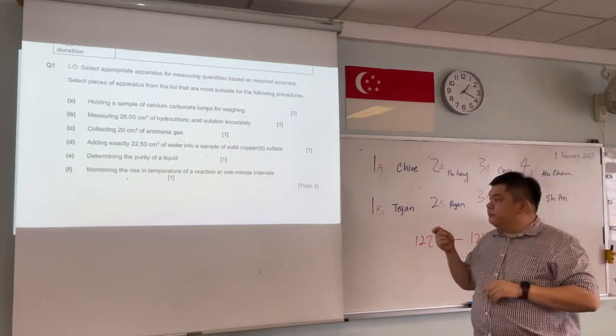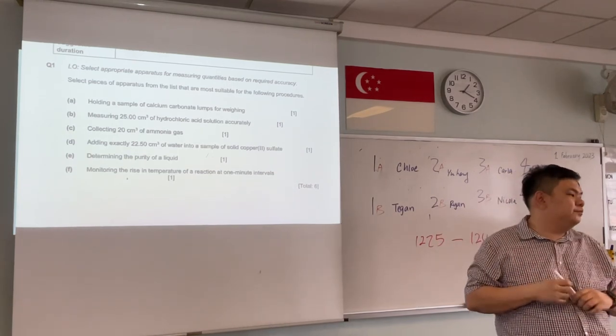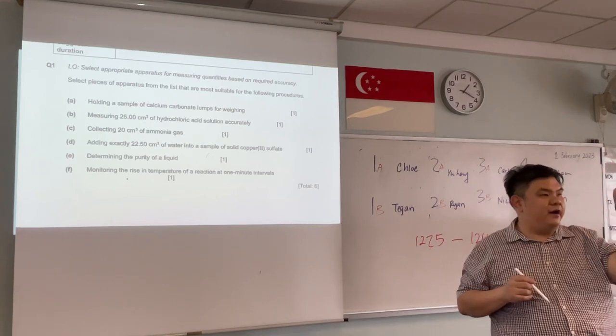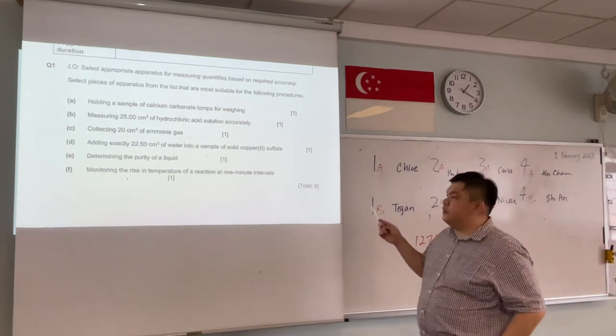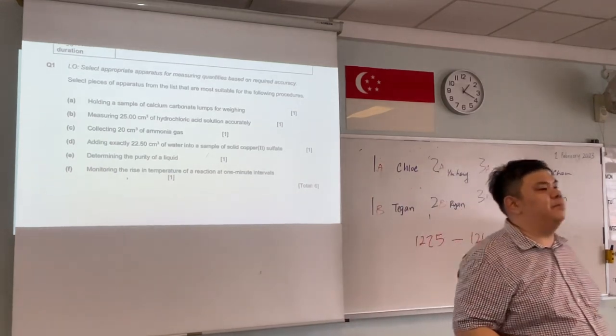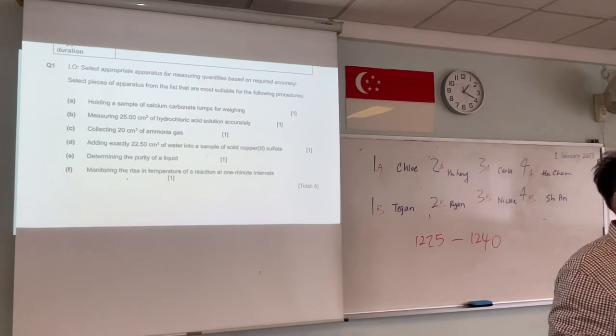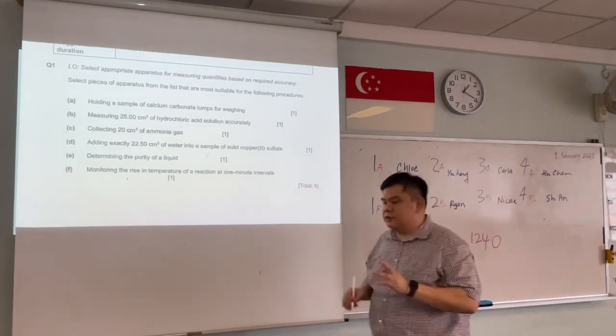Now, a digital thermometer is literally like a stopwatch, and then there's a long probe, a metal probe. Okay? Monitoring the rise in temperature of a reaction at 1 minute intervals. So simple. What are the apparatus you need? Thermometer and stopwatch. Okay? So that's a giveaway.